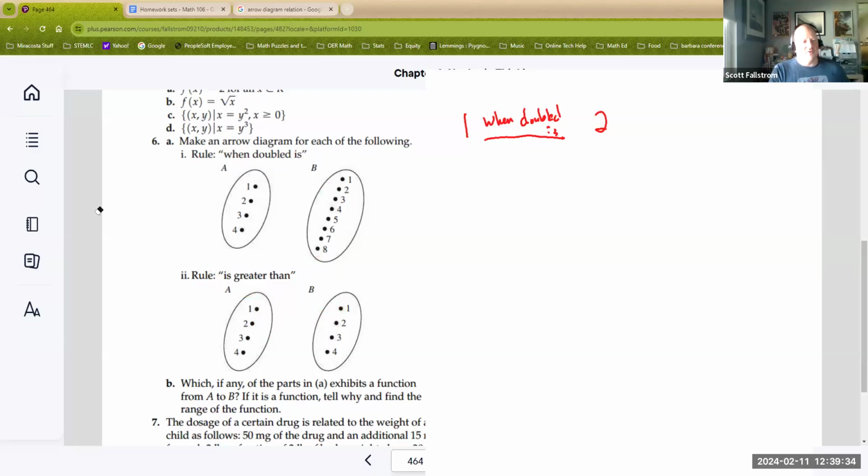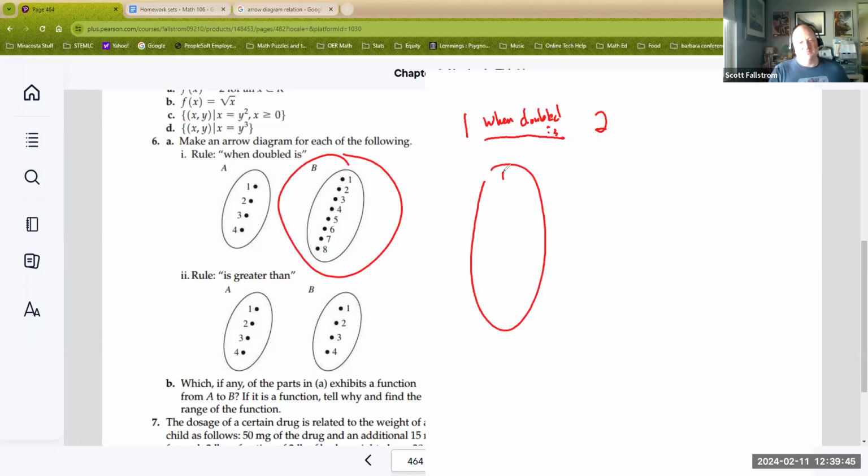Okay, but let's go back up here. What I wanted to say is this: you're in charge of drawing it. You can draw it from the same set to the same set. But yeah, when doubled is. If I just did B, that's probably what I would have done. Here's B, and I would just say, look, I'm mapping over to B again, which is like saying, take the natural numbers and map to the natural numbers.